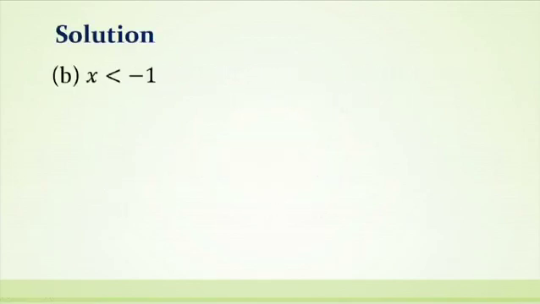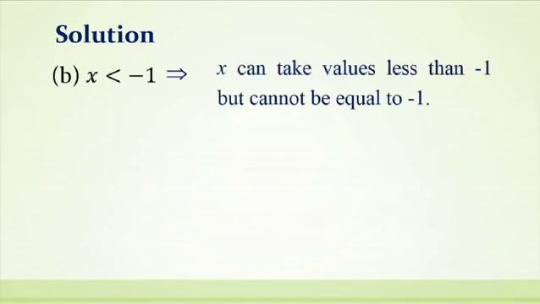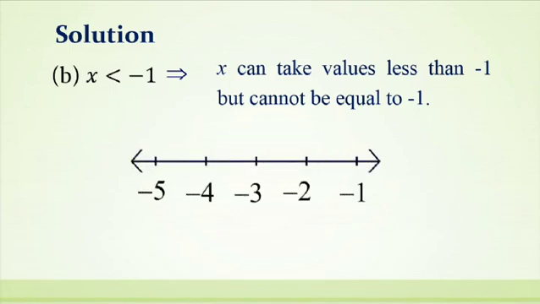Next one, x less than minus 1. So here, x can take any value less than minus 1, but it cannot be equal to minus 1. So again, I will have an empty circle, and since it is less than, it will take values on the left hand side. So you can again check the direction of my arrow and the inequality sign. They both point towards the left.